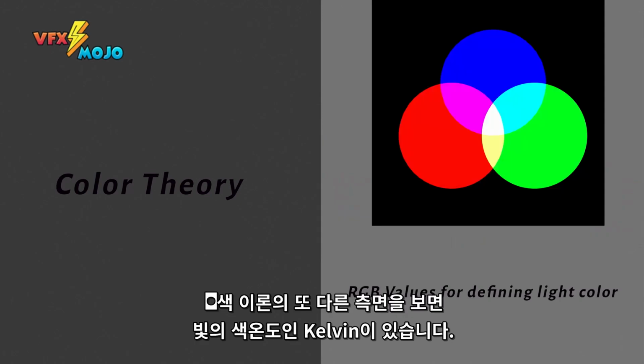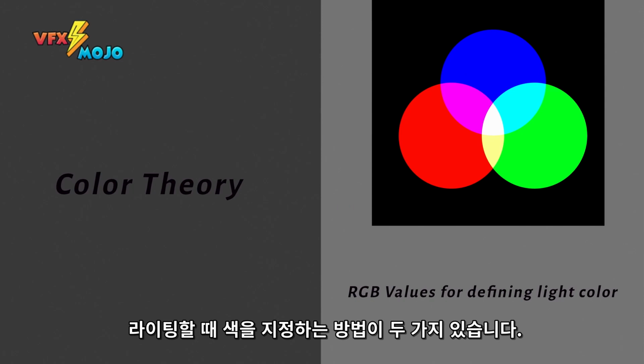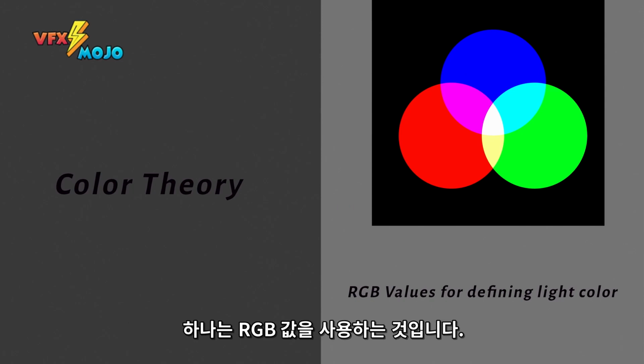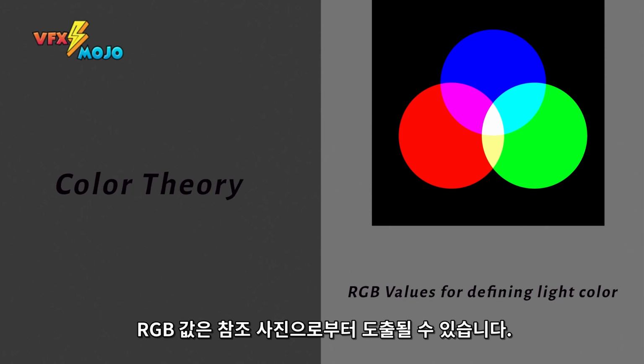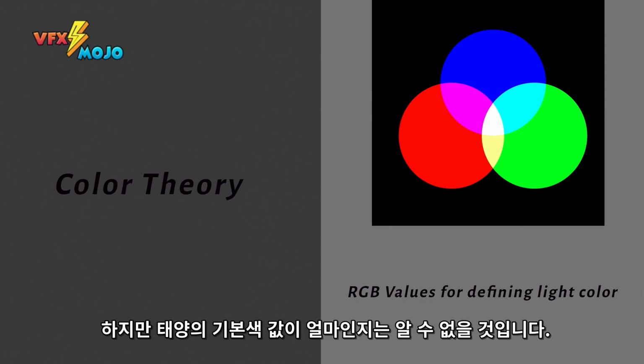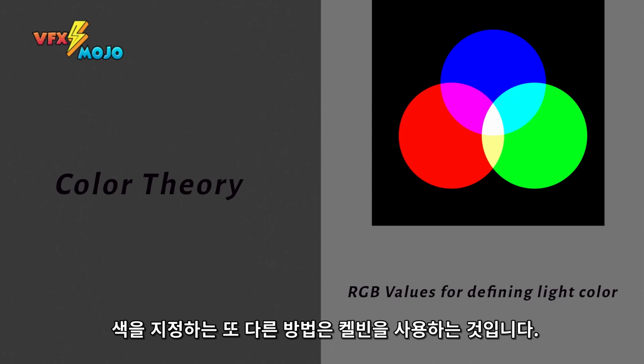Another aspect of color theory is Kelvin. You might often hear the term color temperature of a light. In lighting, there are two ways of defining your light color. One is to use RGB values. The RGB values can be derived from reference photography, but I wouldn't necessarily be able to tell you what the default color value of the sun would be. The other one is using Kelvin.